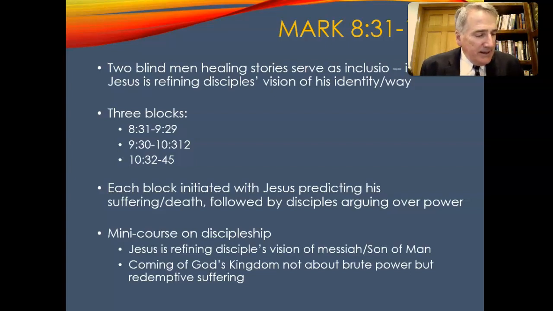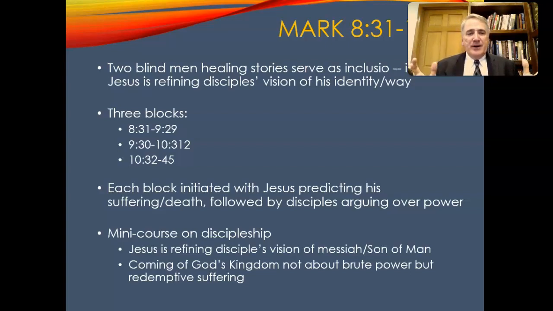All right? And so we have this continual response after Jesus predicts death. The disciples react, and they're like, hey, let's talk about glory, not suffering, right? And Jesus says, well, glory is achieved through suffering. Okay, so that's the point of this whole section.